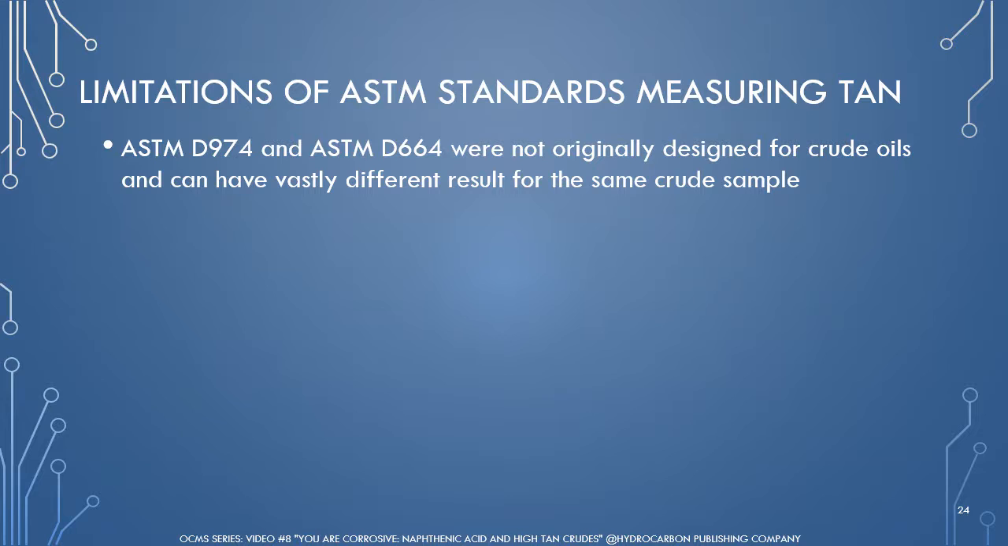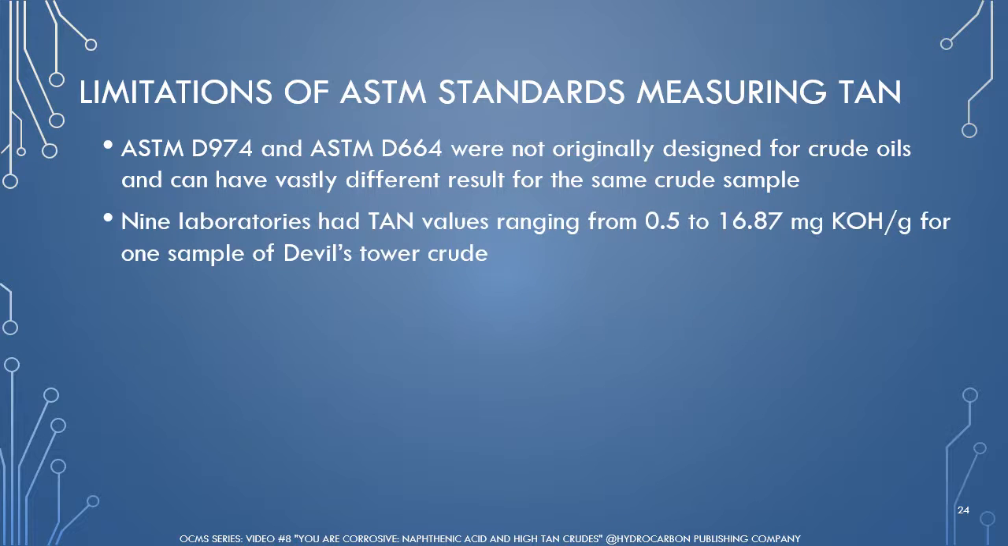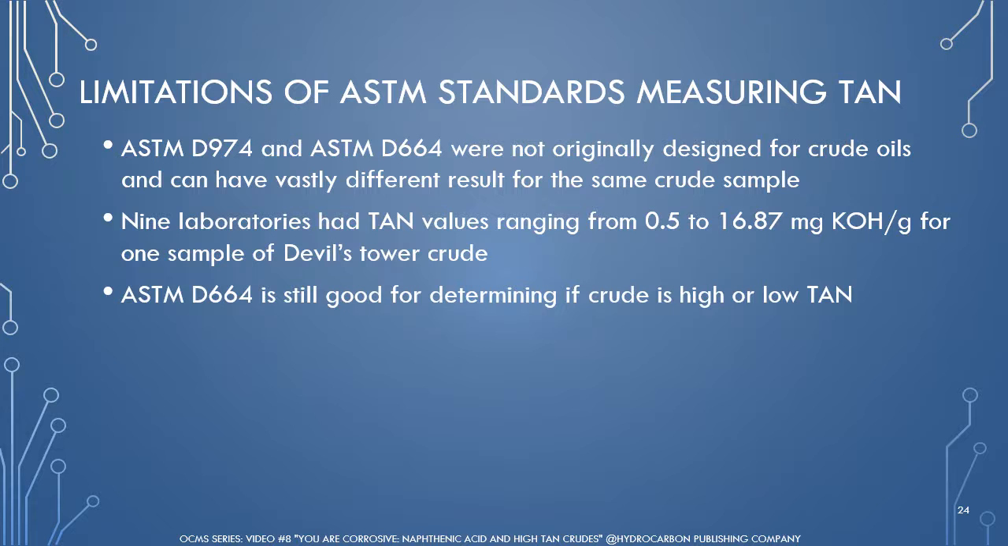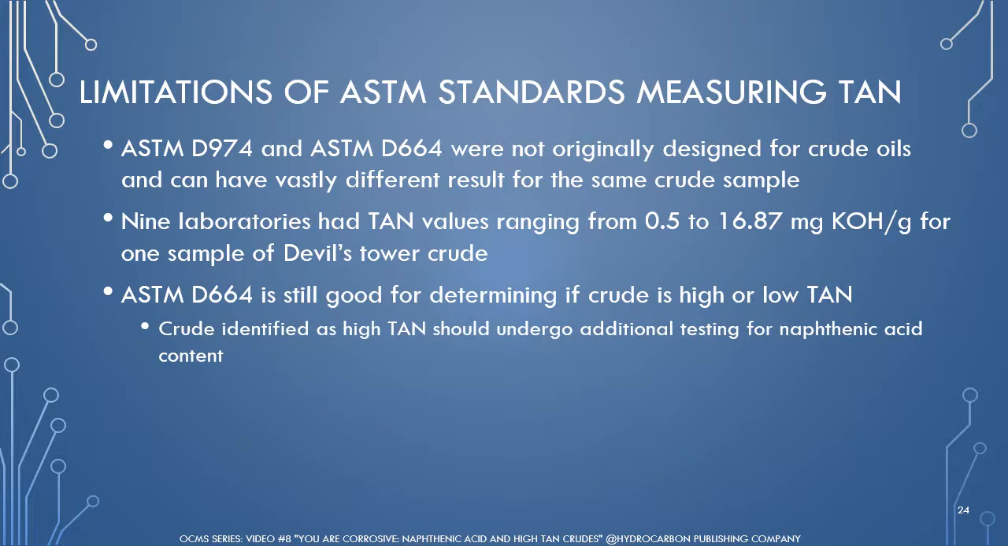According to a study reported at the February 2007 meeting of the Crude Oil Quality Group, slightly different testing procedures and preparation steps led to significant variation in TAN value measurements of Devil's Tower crude, which ranged from 0.5 to 16.87 at 9 different laboratories. Still, ASTM D664 is considered to be a good indicator of whether a crude is high or low TAN. Therefore, it is recommended crudes deemed high TAN using ASTM D664 should be further evaluated for naphthenic acid content.